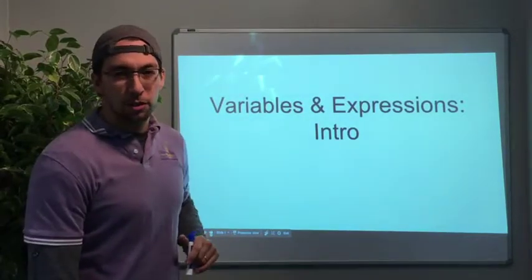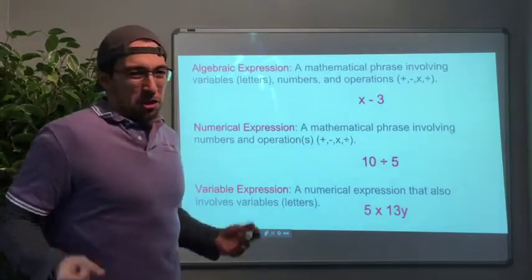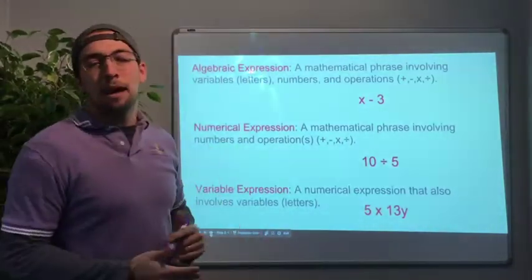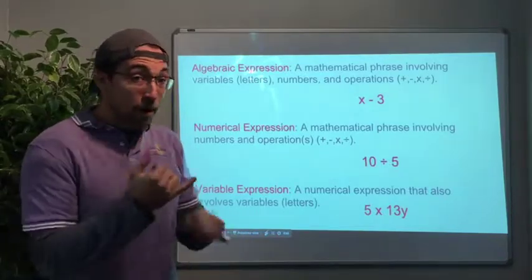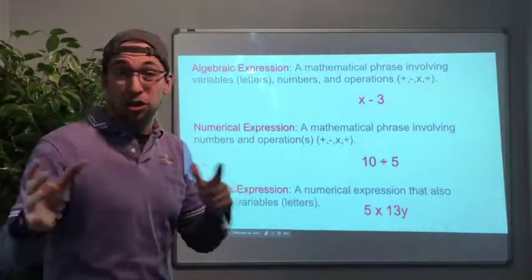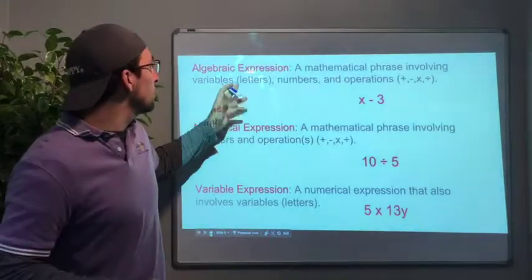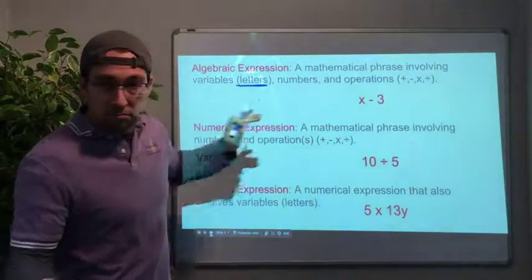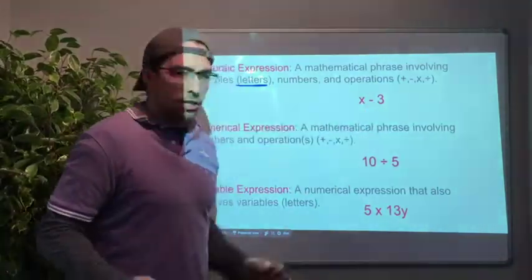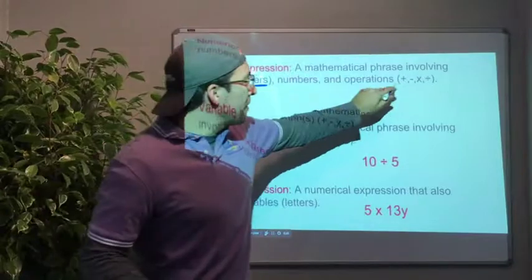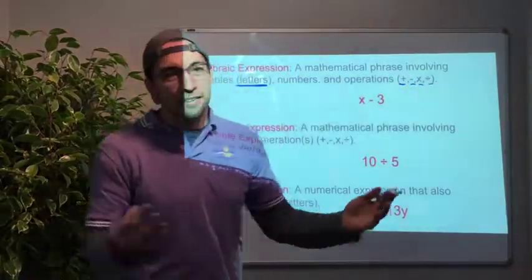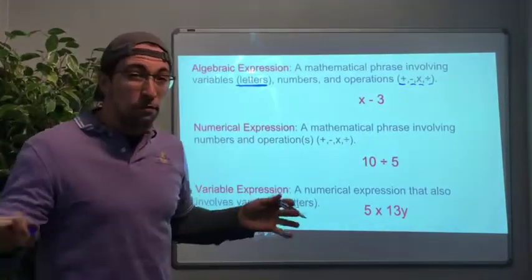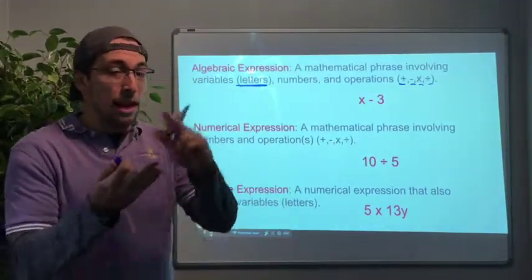So variables and expressions. What is a variable expression or an algebraic expression? That is a mathematical phrase involving variables. Those are things that could change, okay? Variables are usually represented by letters, then numbers, and then operations. Operations, we use those all the time. That's addition, subtraction, multiplication, and division. So an algebraic expression involves all 3 of those categories: variables, numbers, and operations.